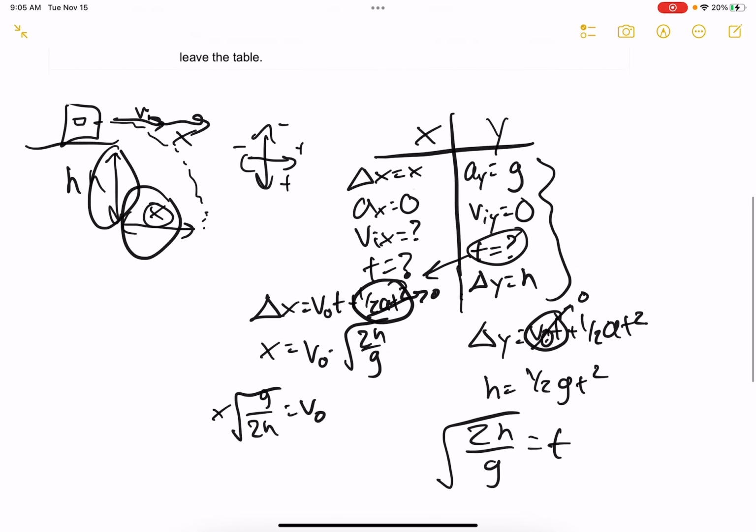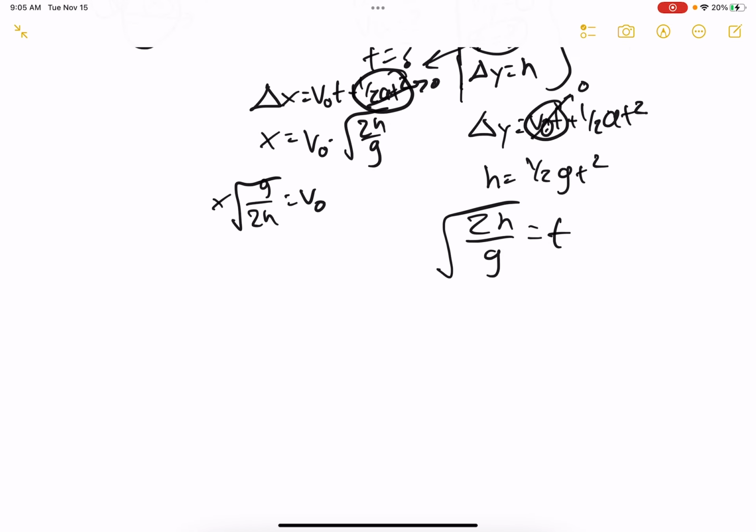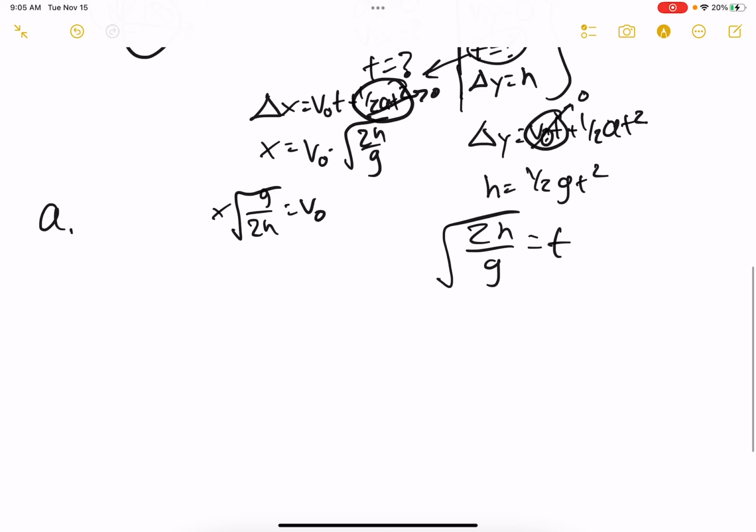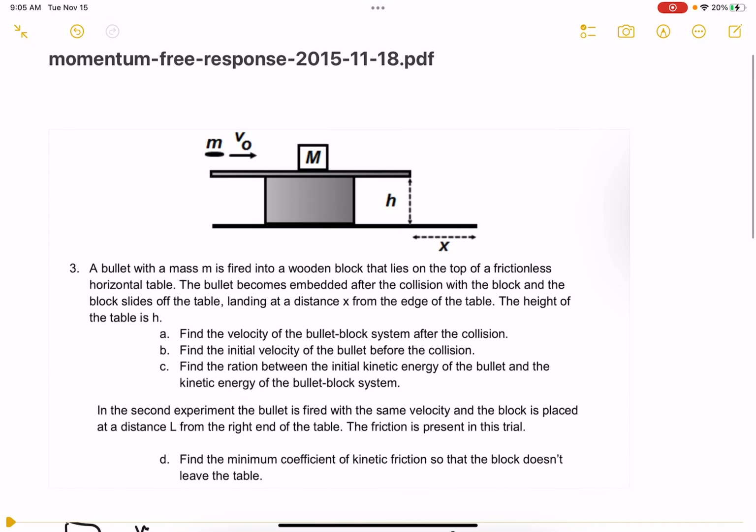Okay, so we already know from part A that the initial velocity of the block is my final velocity, right? So I'm looking at what's happening after the collision. It was the initial velocity of part A, but it's really the final velocity of part B. Part B is going from the bullet being separate to now being inside the block. But part A is going from the block-bullet system at the top of this table, falling down, okay?